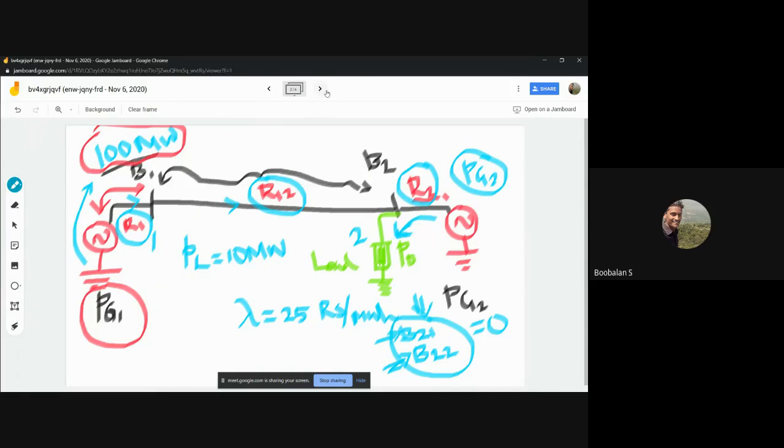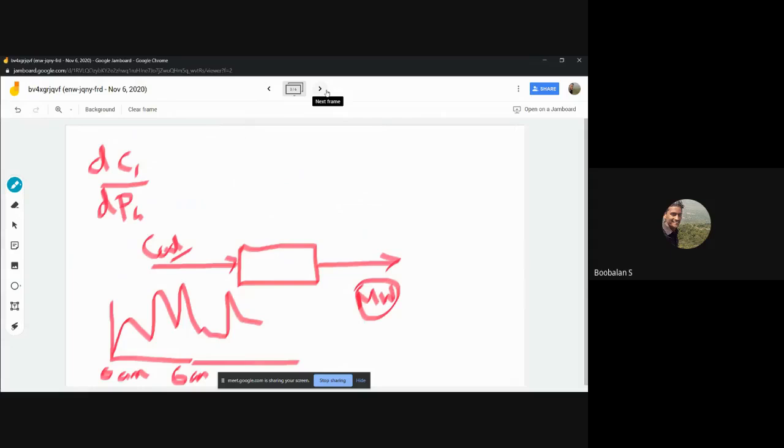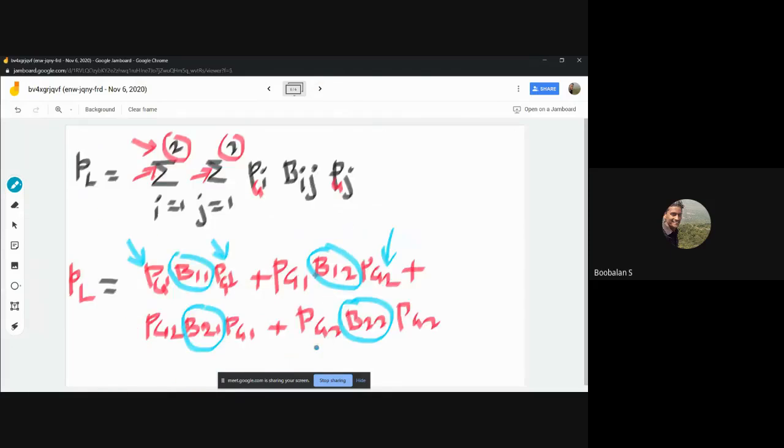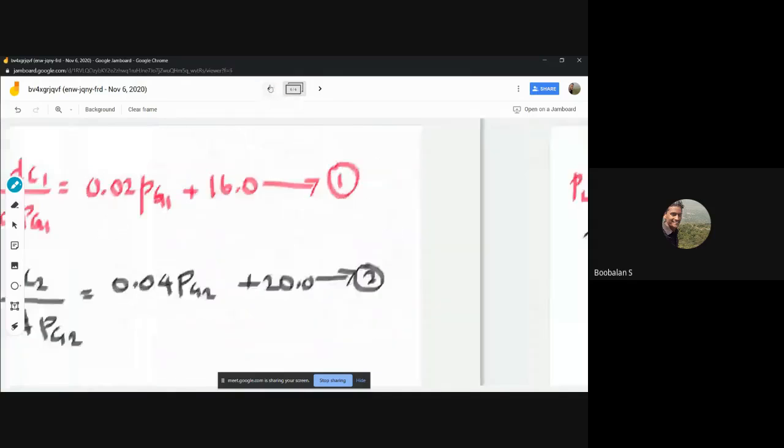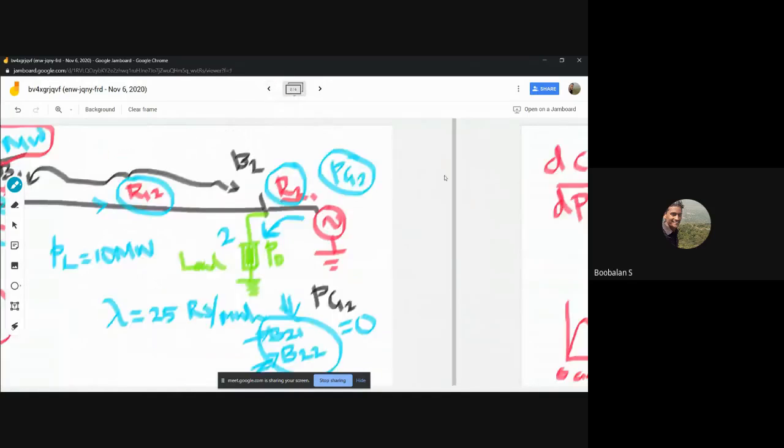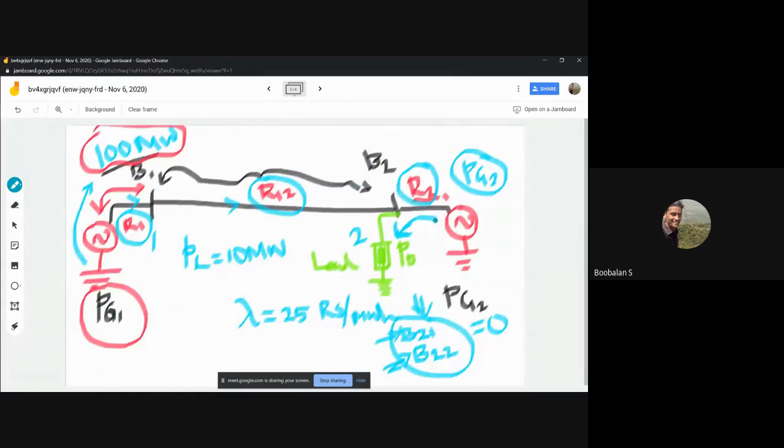Now see which terms cancel in the losses. You could see B22 is going to be cancelled, 0, and B21 is also going to be 0. And one more thing, B21 or B12 both are same, right? So bus number 1-2, bus number 2-1 both are same. So these three terms are going to be 0, because the load is nearly connected to my generator number 2. That's why the loss is going to be much minimum.